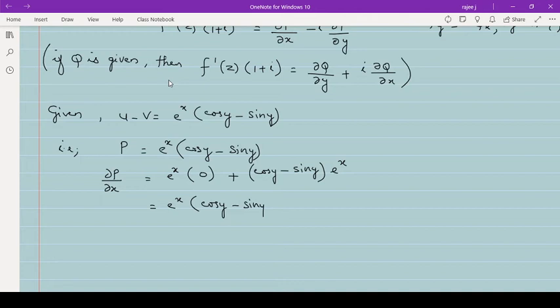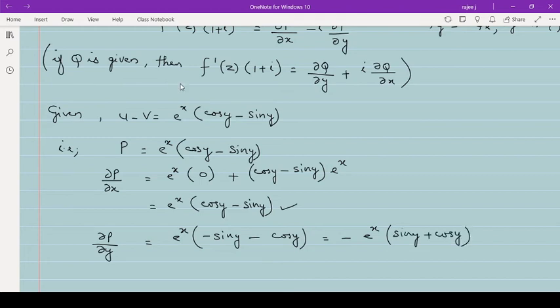You can write this step directly; it is not necessary to write this step because it is understood. Now ∂p/∂y. The derivative of p with respect to y is the first, e^x, into, here both are y terms. So the derivative of cos y is minus sin y, and the derivative of minus sin y is cos y. So one negative sign will come here: minus e^x (sin y + cos y).